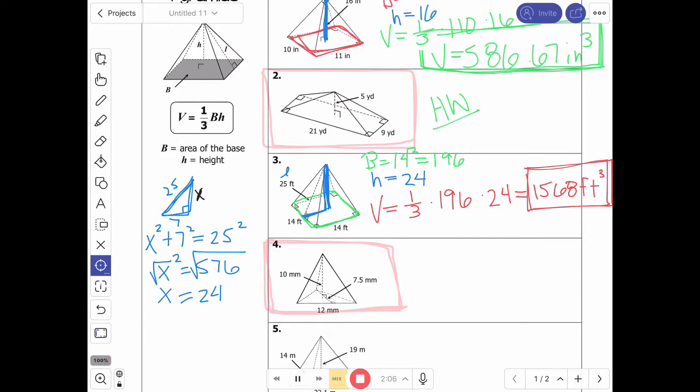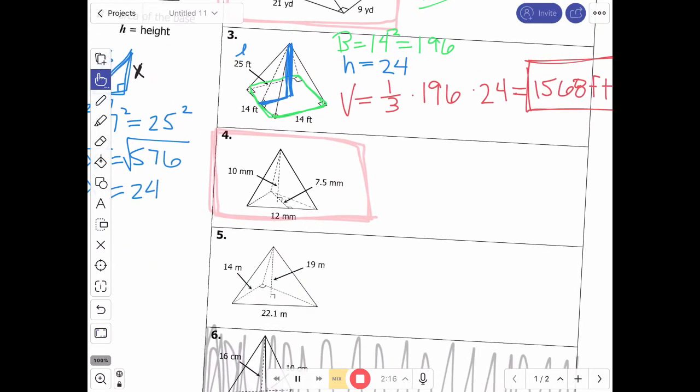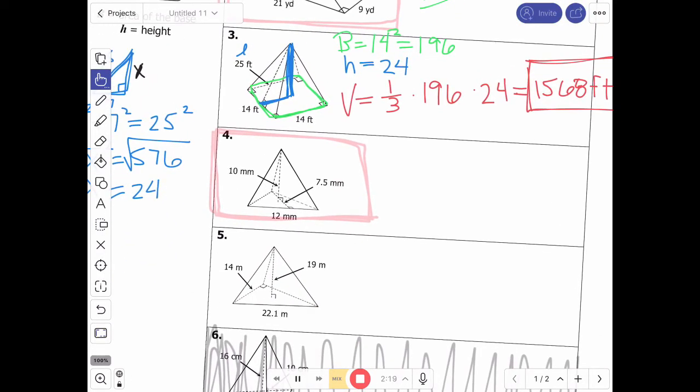Okay. I think you guys can do number 4 on your own. I am going to give you some notes. With this, you're now dealing with a triangular base. So that's a little bit different, in that your base isn't going to just be length times width. Your base is going to be 1/2 times the base times the height.